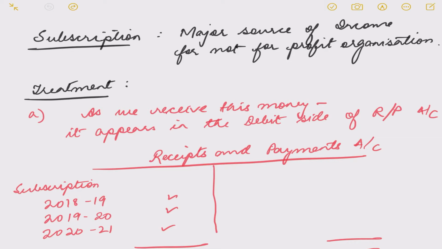I really hope this video will be helpful to you. So let's get started. First of all, we need to understand what is subscription. Subscription is a major source of income for non-profit organization. These are the amounts which we receive from the members. So इसका बहुत सा treatment हो सकता है, like subscription beginning में outstanding हो सकता है, outstanding at the end हो सकता है, advance at the beginning हो सकता है, advance at the end हो सकता है. It can be of anything. So any kind of adjustment can come in your exam and accordingly you need to treat them.